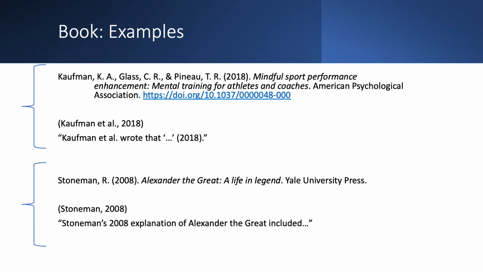The second example, this book was written by Stoneman, R. It was copyrighted in 2008. It was titled Alexander the Great, A Life in Legend. It was published by Yale University Press, and it does not have an associated URL, so this one is quite short. And again, in-text citation, Stoneman, 2008, or Stoneman's 2008 explanation of Alexander the Great included perhaps a paraphrase or quotation there. So you can do these in-text citations either parenthetically or as part of the narrative, or a little bit of both.